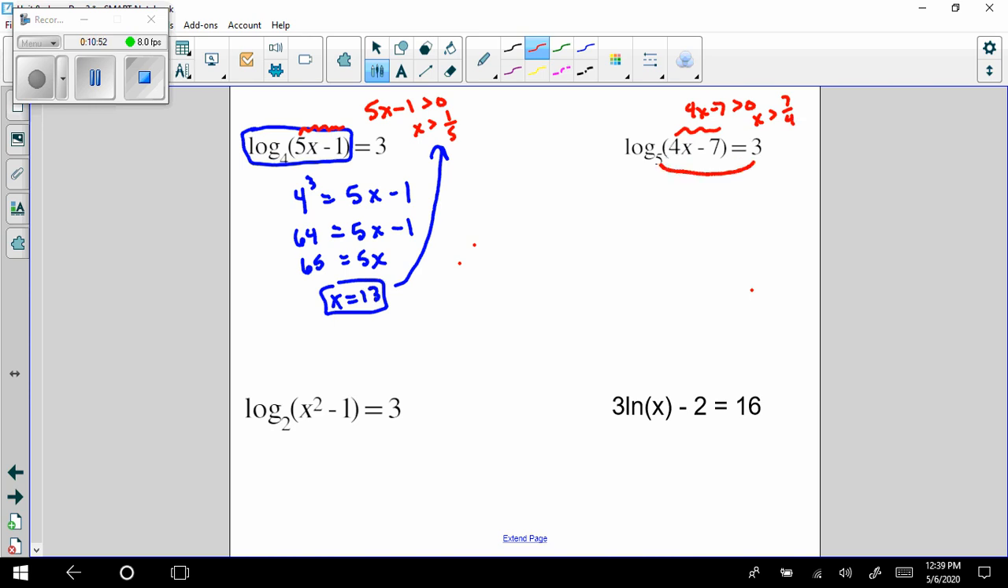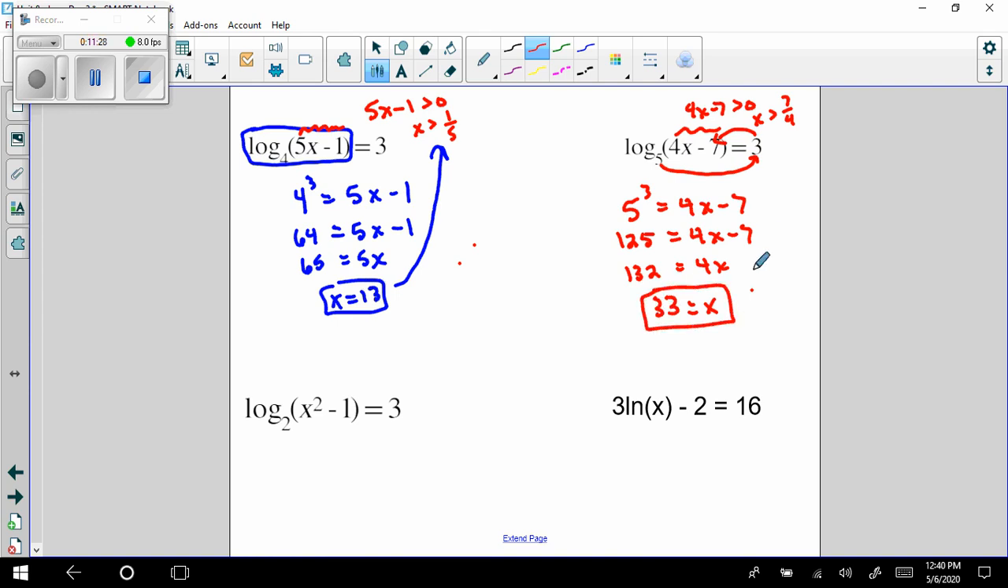So to solve a log, you're going to change to exponential. So 5 to the third equals the argument, which is 4x minus 7. 5 to the third is equal to 125. And you're solving. So add 7, 132 equals 4x. Divide by 4, and you get x equals 33, which is in the domain, so you're good to go.